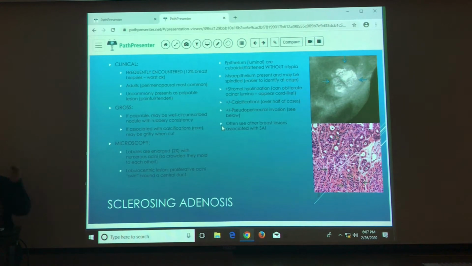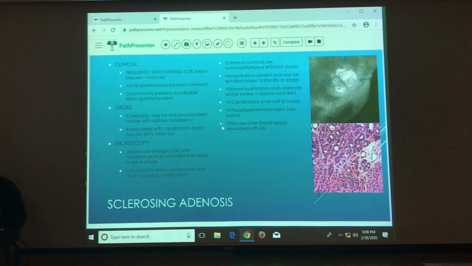So frequently encountered. When we say 12% of breast biopsies, that means 12% where this would be the worst diagnosis on the biopsy, because obviously if you see it with invasive carcinoma, the invasive carcinoma is going to trump the sclerosing adenosis. If they have a palpable lesion with sclerosing adenosis, these tend to be painful or tender. That's something to keep in mind because with a lot of these lesions, there might be something palpable but not necessarily painful.